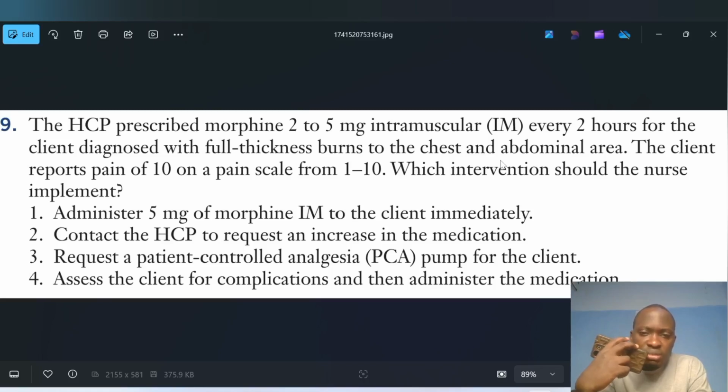First of all, when it comes to the NCLEX, always put the patient first. This patient is feeling a pain of 10, full thickness burns. Why not just give them a patient-controlled analgesia pump, whereby they will just have to increase the dose on their own without your intervention? Alright, that was the best answer.